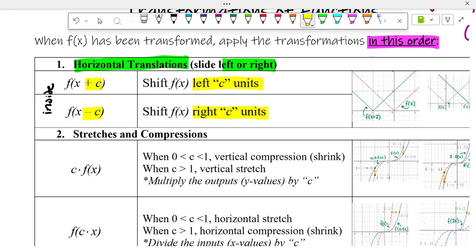Now, if that's confusing you, it's okay. Just know that when it comes to horizontal, it's opposite of what you would think logically. Everything else will be pretty logical, but this is the only one that's weird.